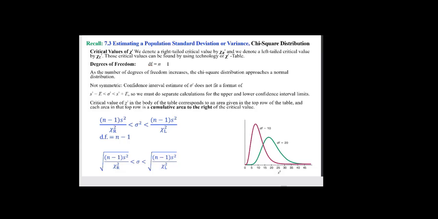Unlike the mean and proportion, we don't start with the sample statistic and add and subtract E. It's a different method. It's not symmetric, and therefore, there are different calculations. In this case, sigma squared is between N minus 1 S squared over chi squared of the right and N minus 1 S squared over chi squared of the left. As far as sigma or standard deviation is concerned, all you have to do is take the root.